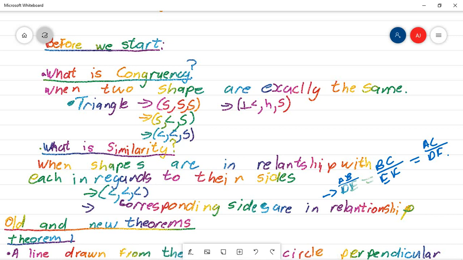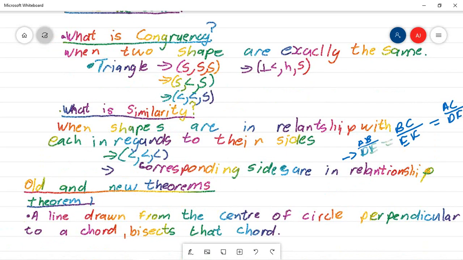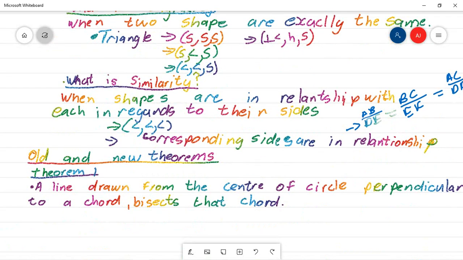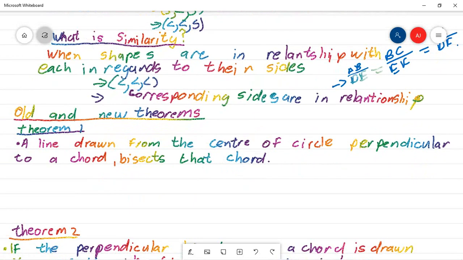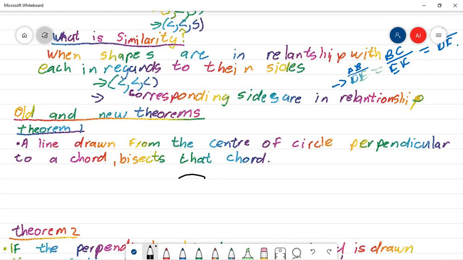Now, all these lead us to the grade 11 theorems, because the grade 12 theorems you learn are basically just proving similarity at the end of the day. So, if we have a look, the first theorem we had is a line drawn from the center of a circle perpendicular to a chord bisects that chord. Basically, what that means, if you had your circle and your chord, and you draw a line from the radius that is perpendicular to that chord, it bisects that chord.